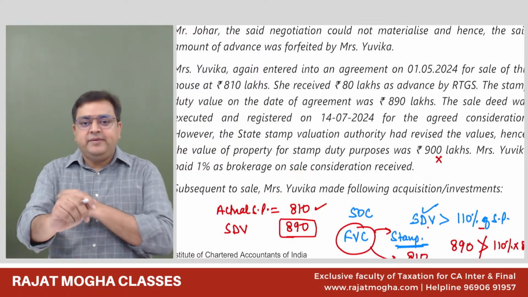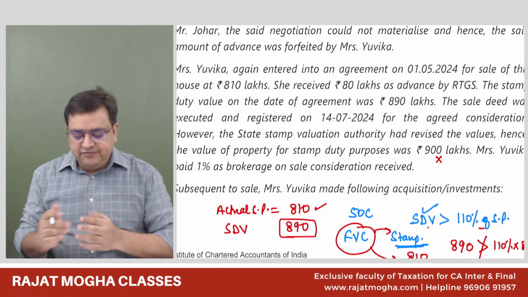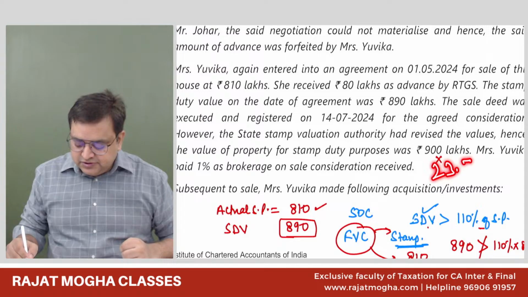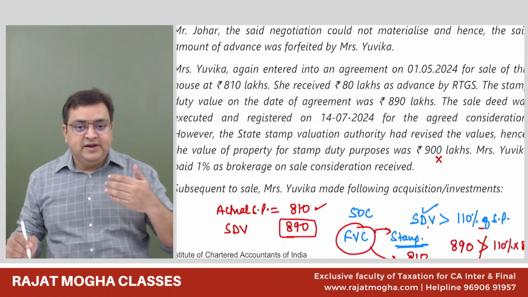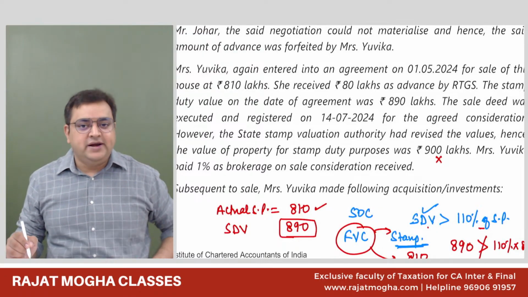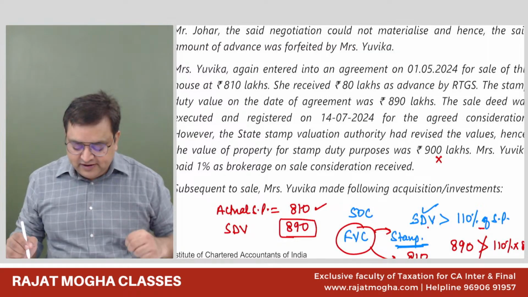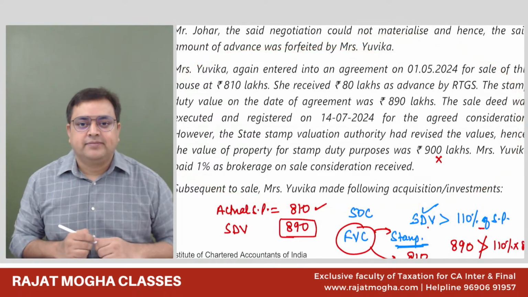Okay. Subsequent to the sale, now she sold. First of all, tell me, she sold it before the budget or after the budget? We have the date 23rd of July 2024. So this particular transaction, we need to index it or we don't need to index it. It depends on when we have actually sold it. So please tell me, what is the date of transfer over here?